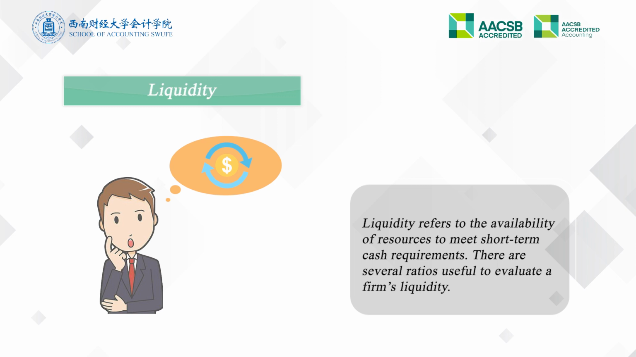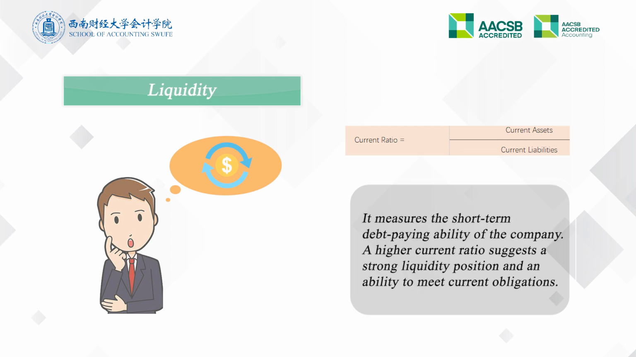The first one is current ratio. It is equal to current assets divided by current liabilities. It measures the short-term debt-paying ability of a company. A higher current ratio suggests a strong liquidity position and a strong ability to meet current obligations.